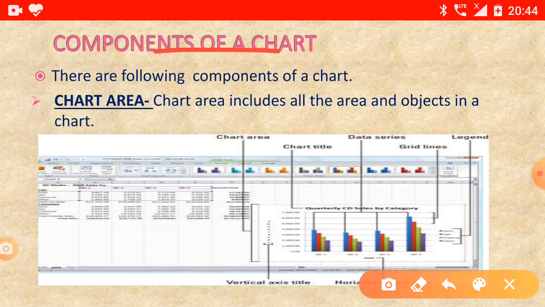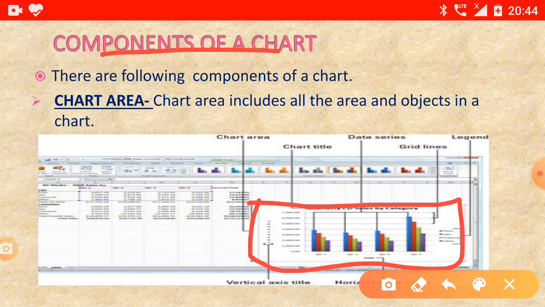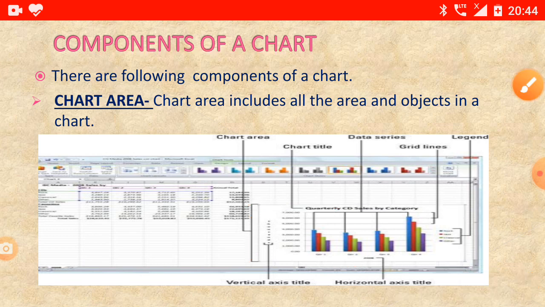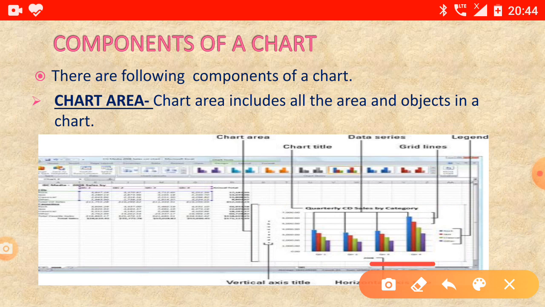Components of a chart. What are the components of a chart? Firstly, we will understand the components of a chart. Look at this picture. This is a chart. One by one, we will understand these components of chart. Let's try to understand with the help of this picture. First thing, you can see that this line is a horizontal line.